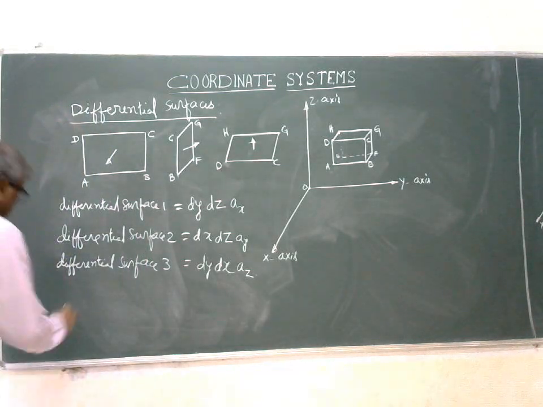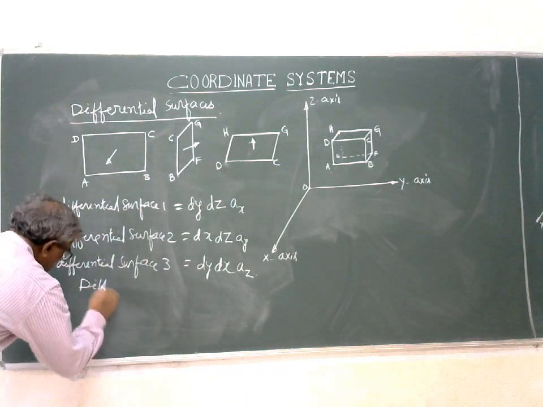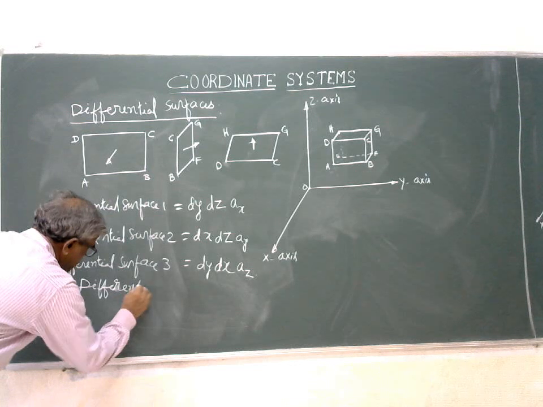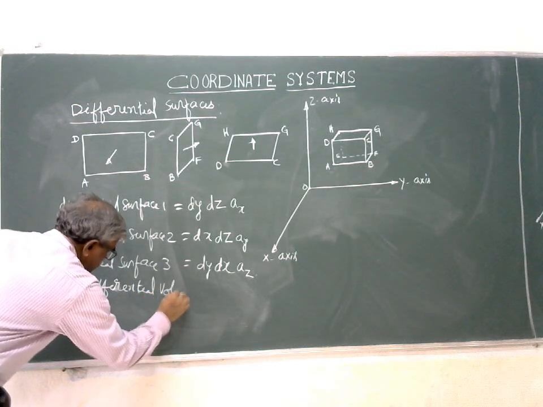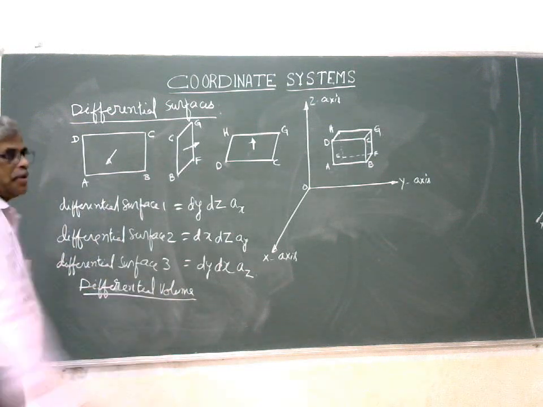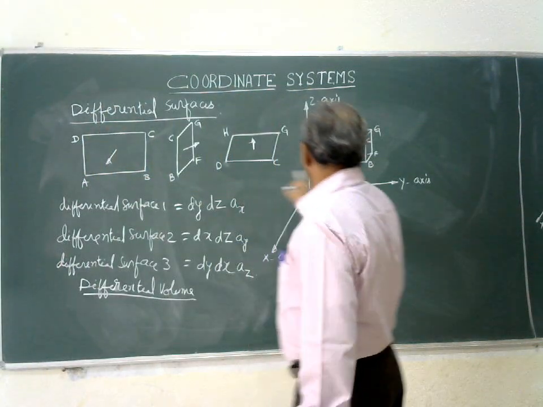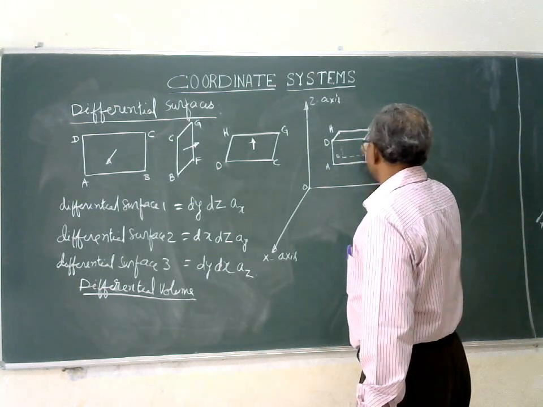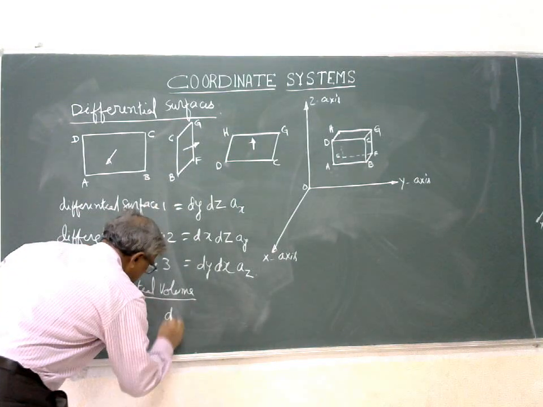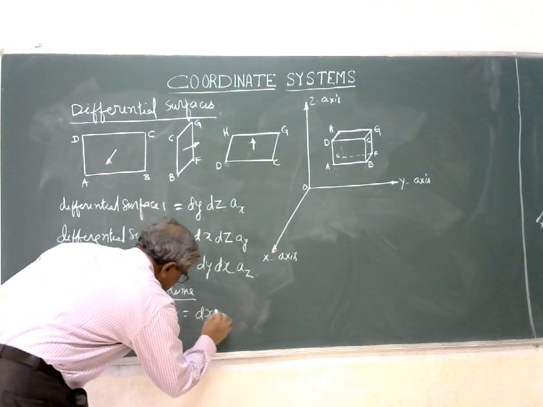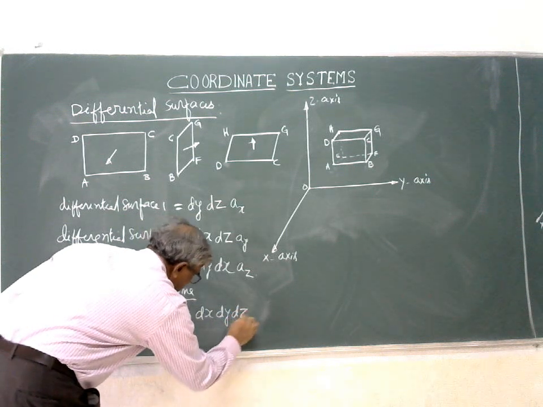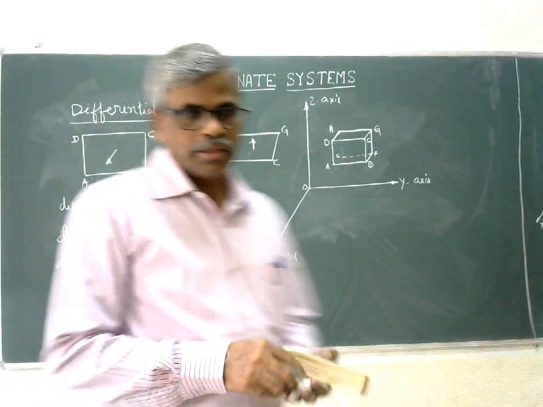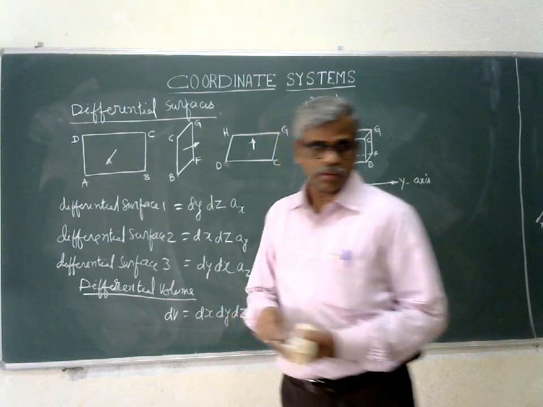Next, differential volume. The differential volume is equal to the product of these distances, dV is equal to dx dy dz. It is nothing but the volume of the cube. Next we will consider cylindrical coordinate systems.